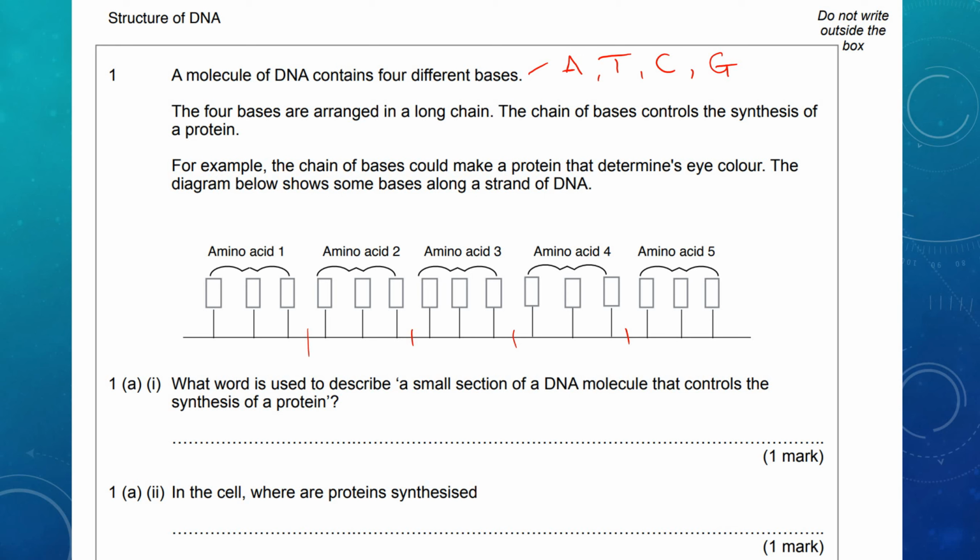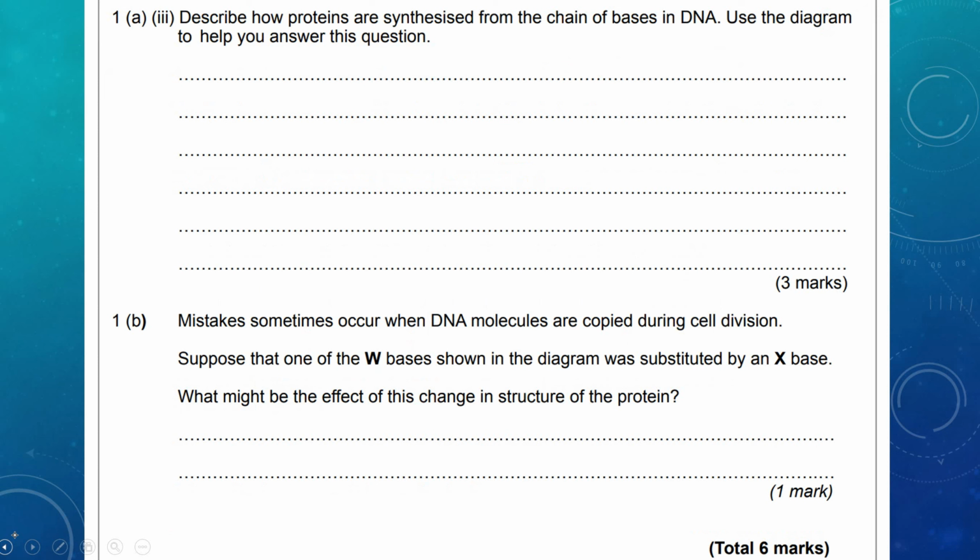We'll separate them up. In a cell, where are the proteins synthesized? So think about what you learnt in the very first unit. And then for the last part of the question, describe how proteins are synthesized. This is three marks. This is probably one of the hardest questions on a GCSE paper. If it's three marks, it wants three things. So think about what you've seen in the diagram and use it to help you answer this question.